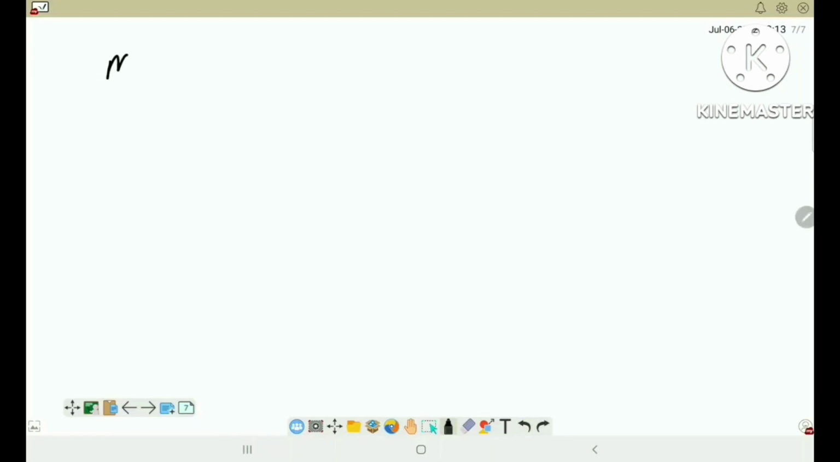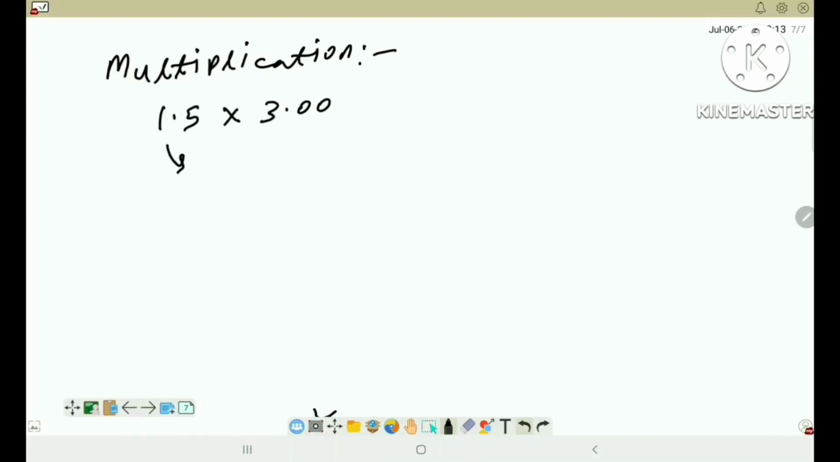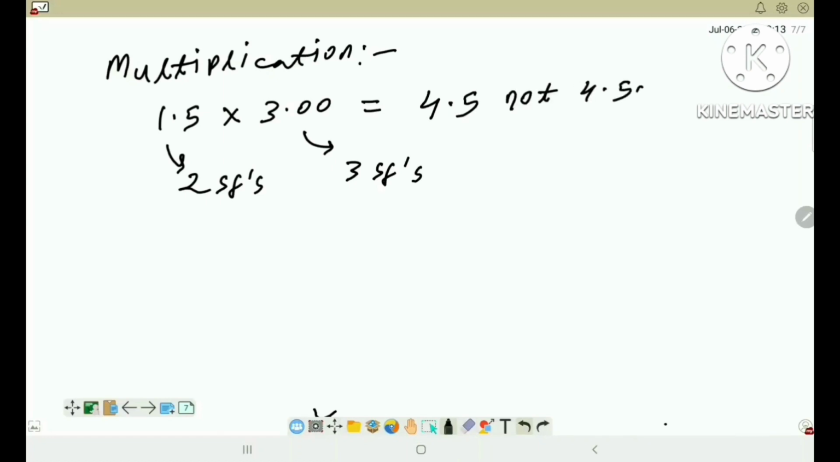Okay, let's see multiplication and division of two numbers with proper significant figures. Let's see. 1.5 multiplied by 3.00. In 1.5, there are two significant figures, 1 and 5. In 3.00, there are three significant figures. So, upon multiplication, the final answer will be 4.5, not 4.50, because in 4.5, there are two significant figures. Okay?